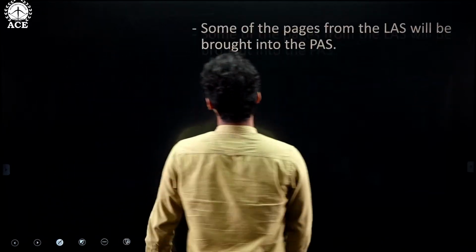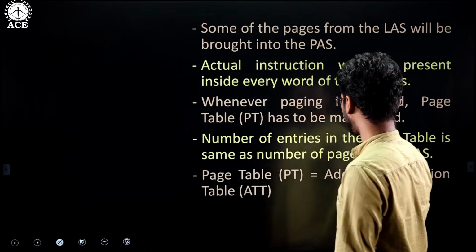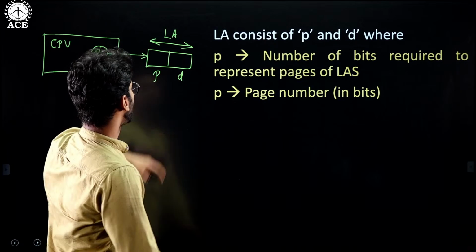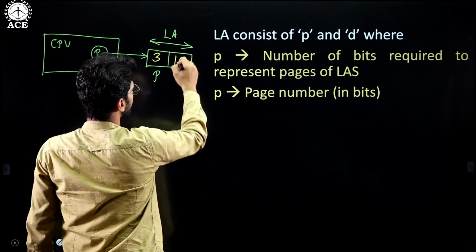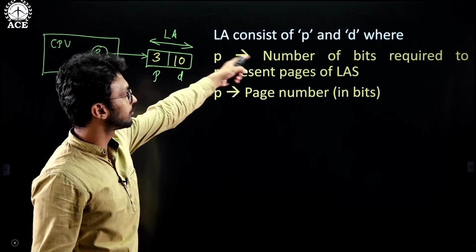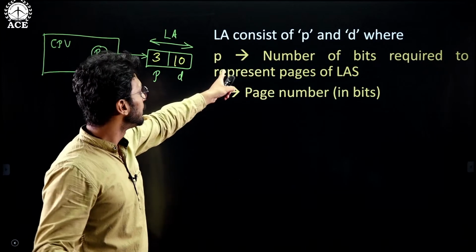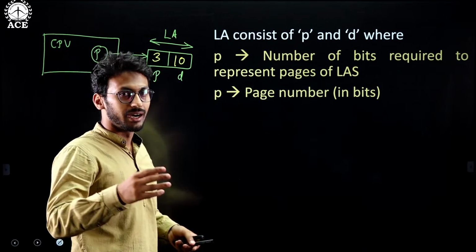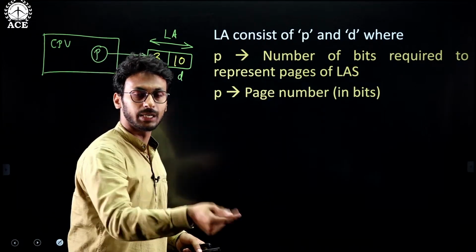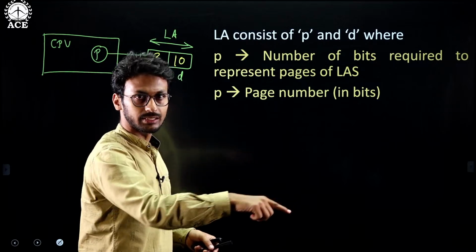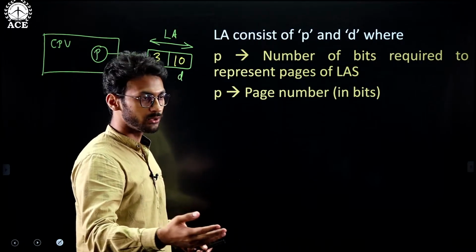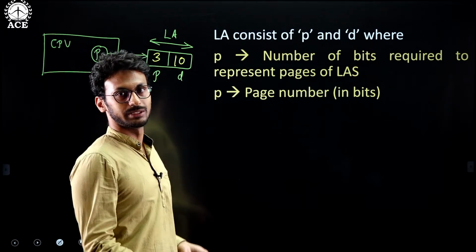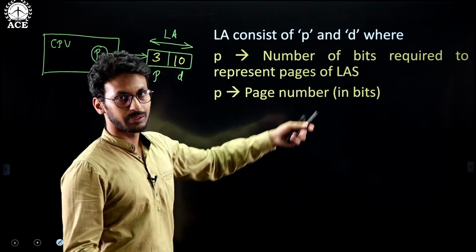Okay, let's see next one. I already told you all these points. Next one, this was what I wanted to mention. 3 bits, 10 bits. Logical address consists of P and D. That notation I explained to you. P indicates number of bits required to represent pages of logical address space. Obviously, why 3? Because there were 8 pages. In order to represent 8 pages, we want to go to a specific page, isn't it? So, number of bits required to represent pages in logical address space, that is what P will indicate. 3 bits are required. That is why 3 is there. Or page number in bits.